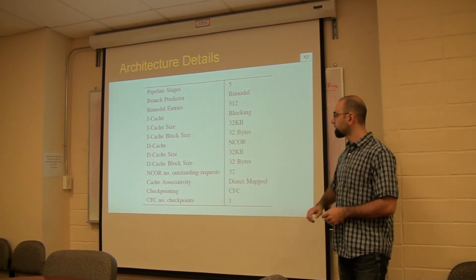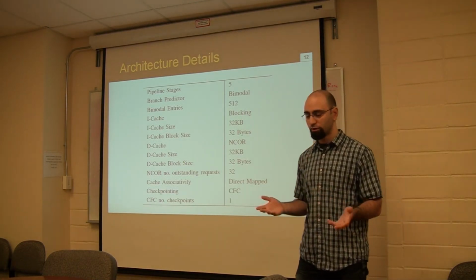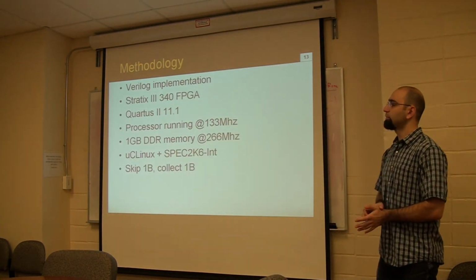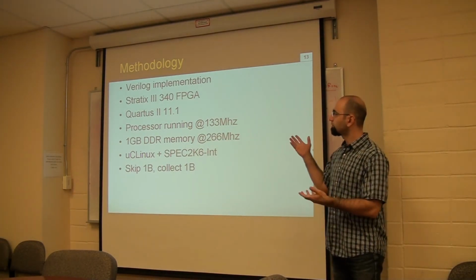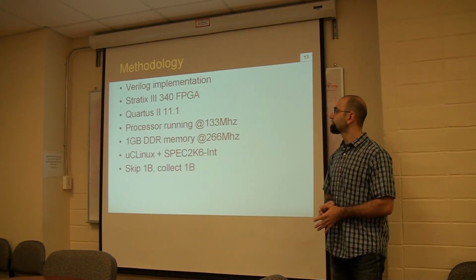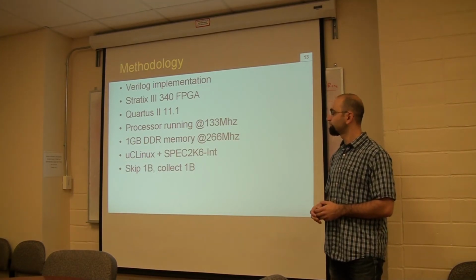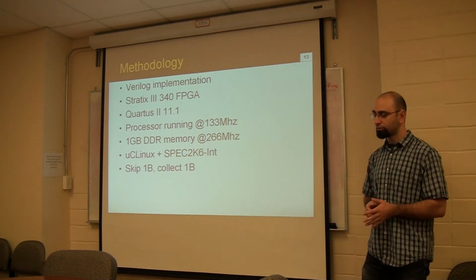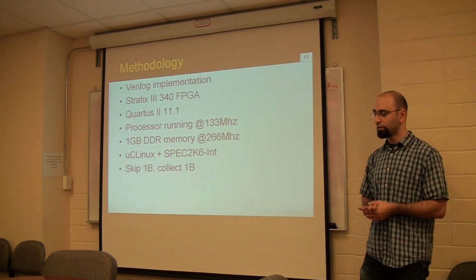Our caches are direct mapped. We use CFC for checkpointing, and we only have one checkpoint because that's all we need. Our environment is a very large implementation. We use a Stratix 340. We don't really need that big of a chip, but we used it anyway. We clock the processor at 133 megahertz, with 1 gigabyte of DDR memory on the board, running at 266.